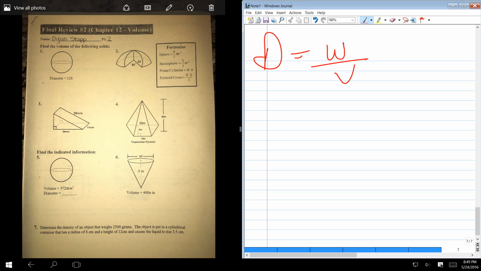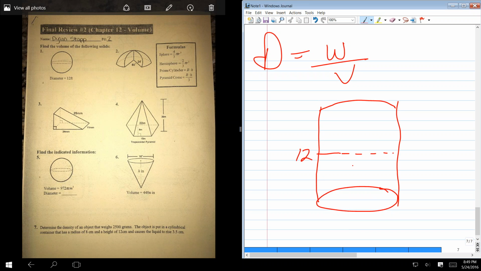Okay. All right. The object is put in a cylindrical container that has a radius of 8 and a height of 12 and causes the liquid to rise 3.5 centimeters. Well, let's just draw that for a moment. This thing had liquid in it at the 12 centimeter mark. It's full of liquid. But you wouldn't want to use 12. Like 12 doesn't even go into the equation, because you just have the rise.